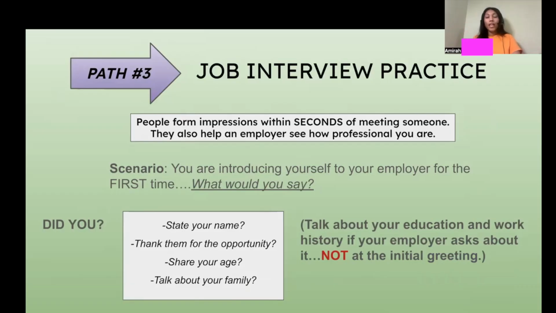There you go. And I also have these notes here that say, talk about your education and work history if your employer asks about it, not at the initial greeting. So you wouldn't say, hi, my name is Anna. I graduated from Columbia University and I used to work as a janitor at Cornell. Like, they didn't ask that. They just asked you how you were. Now, if they ask you, hey, tell me about your work history, it's different. It's a conversation, not a monologue.